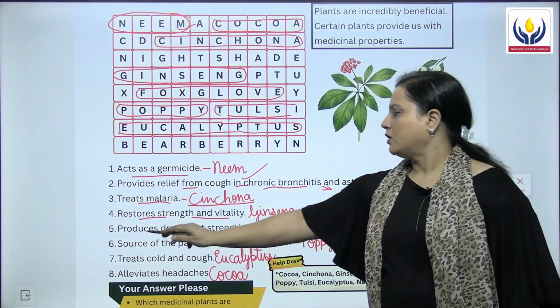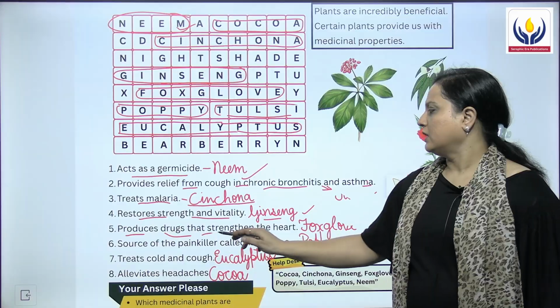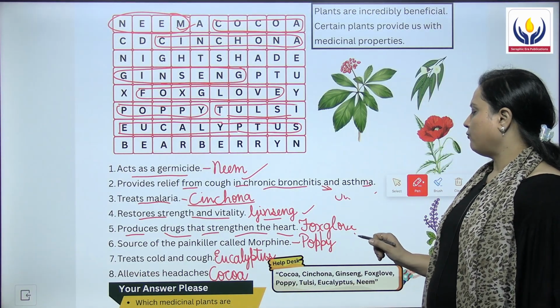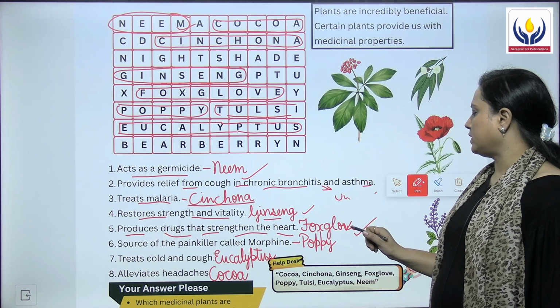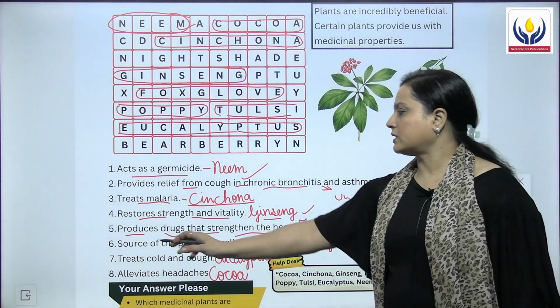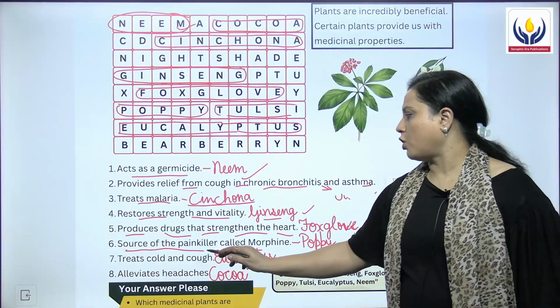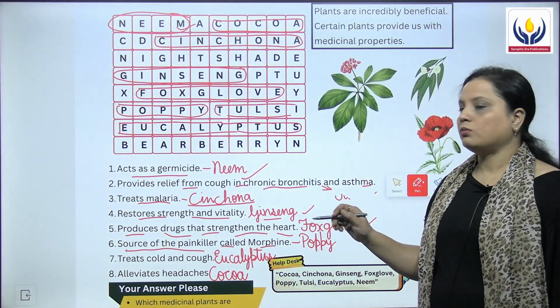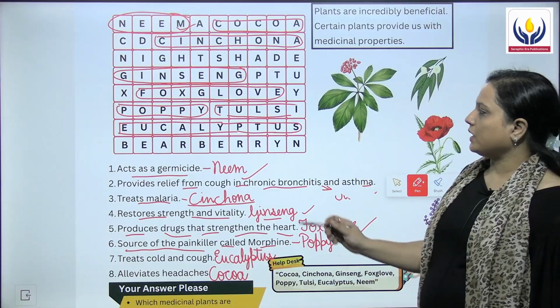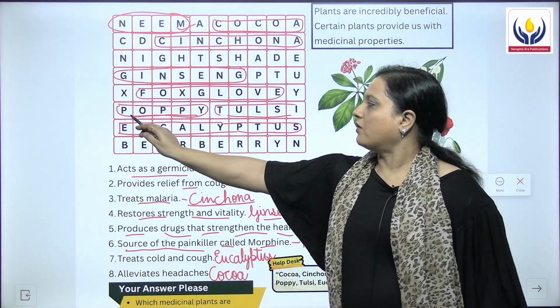Next we have produces drugs that strengthen the heart, and the answer is foxglove. Then the sixth question, source of the painkiller called morphine, and the answer is poppy. The answer poppy is here in the grid.